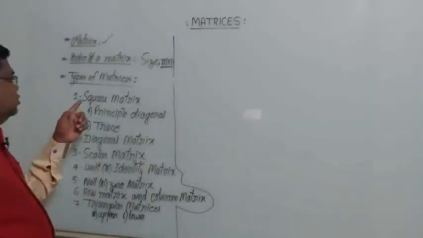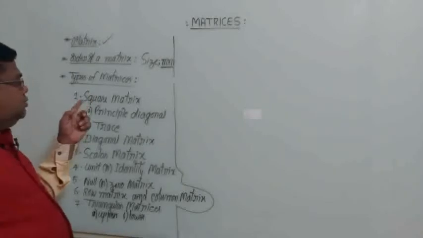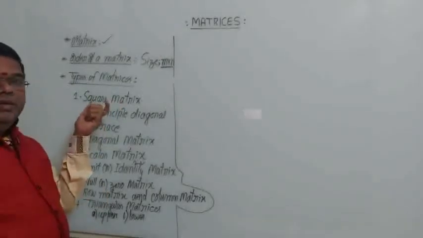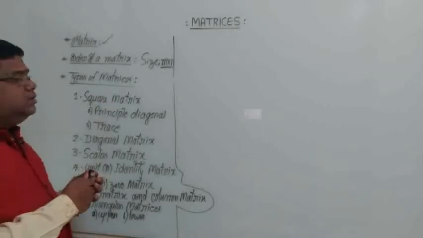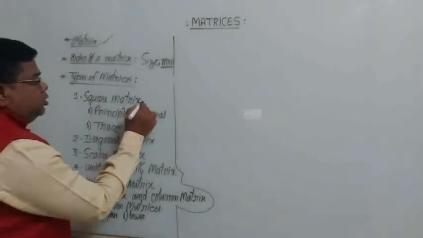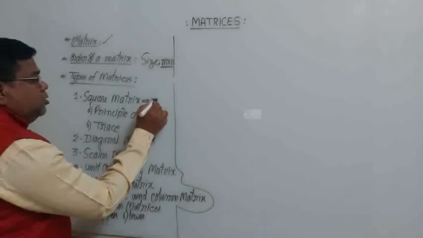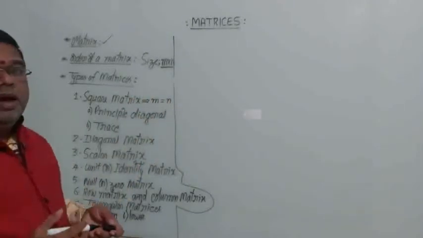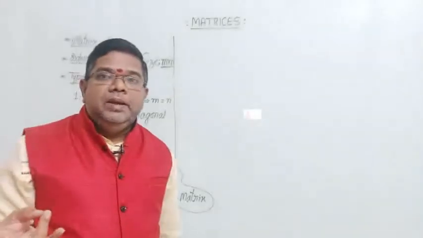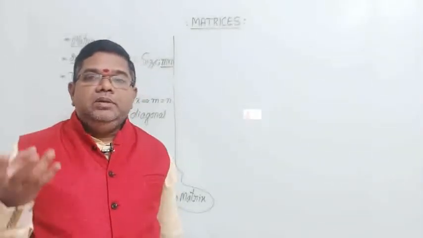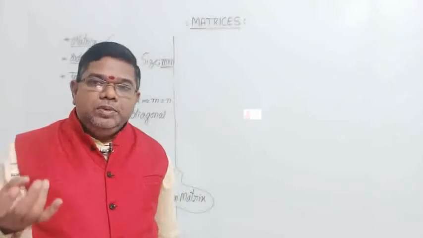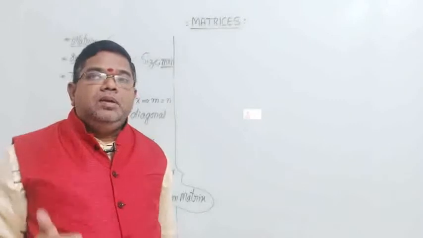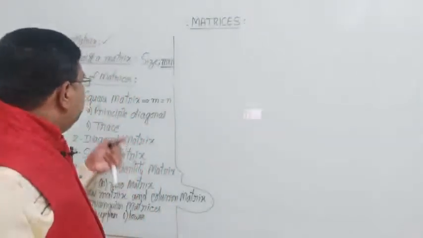See here, under types of matrices, the first one is the square matrix. It was also covered in the first video. A square matrix means the number of rows is equal to the number of columns. Order 2 means 2 by 2, order 3 means 3 by 3, order 4 means 4 by 4. So when the number of rows equals the number of columns, it is called a square matrix.